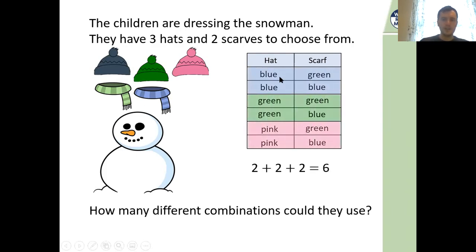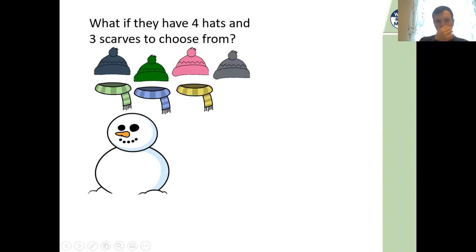And we can show that as 2 plus 2 plus 2 equals 6, or 3 times 2 equals 6. If we multiply these numbers together right at the beginning, we know the total number of combinations. 3 hats times 2 scarves equals 6 possible combinations. So we can show it by listing them all out, and we can also show it in those ways.